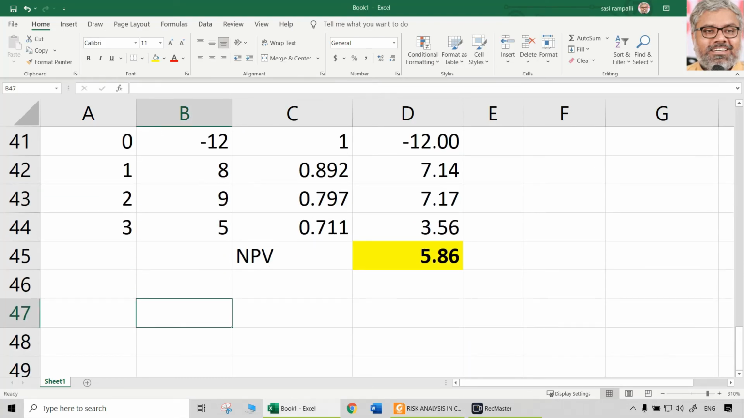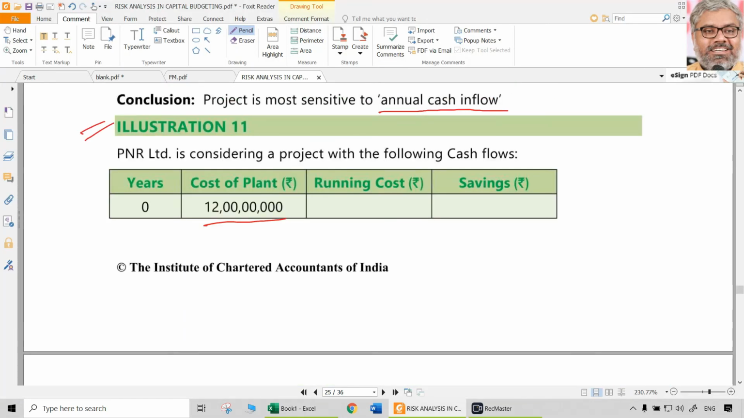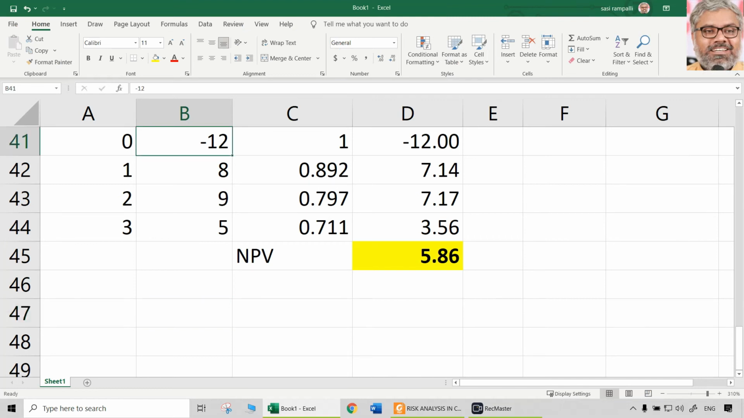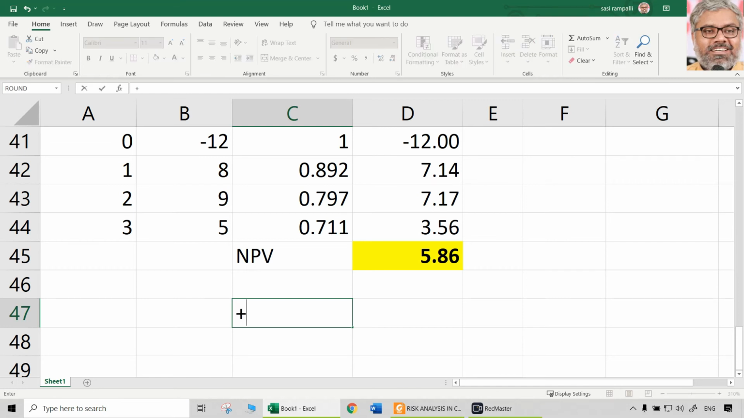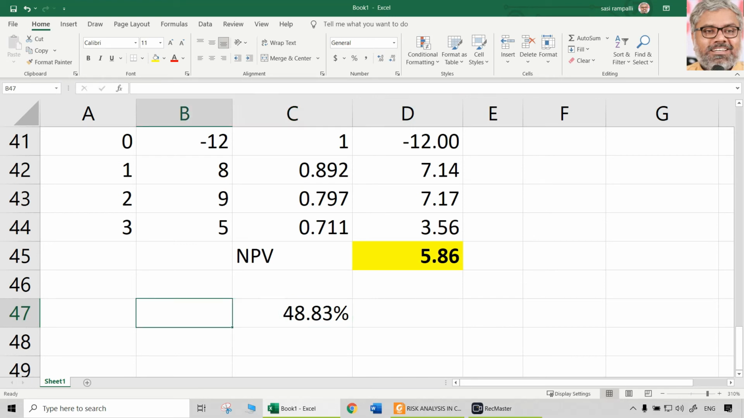First point, for initial project cost or cost of the plant, if it increases by 5.86 crores, NPV will become 0 because NPV is already positive 5.86 crores. So by how much percentage the initial project cost has to increase? By how much rupees it has to increase? 5.86. By how much percentage it has to increase? 5.86 divided by 12. That means if the project cost increases by around 48.8%, then NPV becomes 0. That is the first thing. That is cost of the project or cost of the plant.